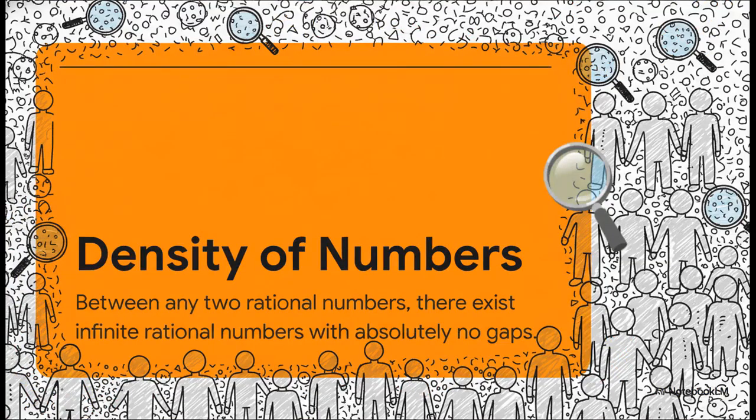To really understand our mathematical universe, we have to talk about the density of rational numbers. Basically, the rule states that between any two rational numbers, there are infinite rational numbers. They are densely packed in there with absolutely no gaps whatsoever. Think of it like a really crowded room, but no matter how tightly people are packed together, you can literally always fit an infinite number of people between them. In the math world, there is never ever an empty space between two rational numbers. If we look closely enough, there's always more to find.